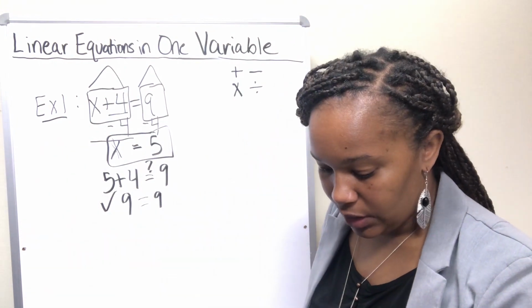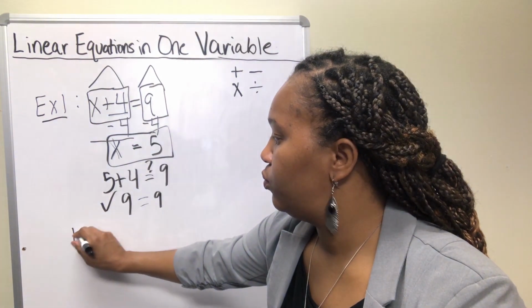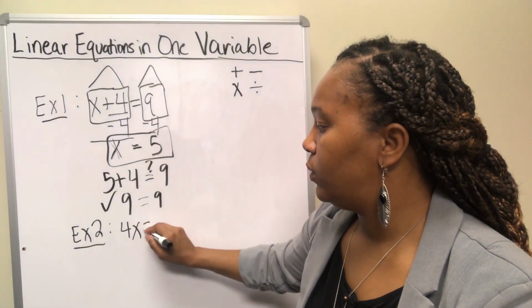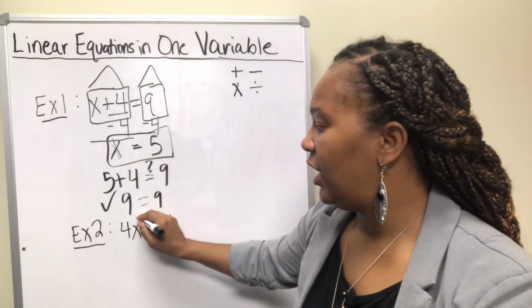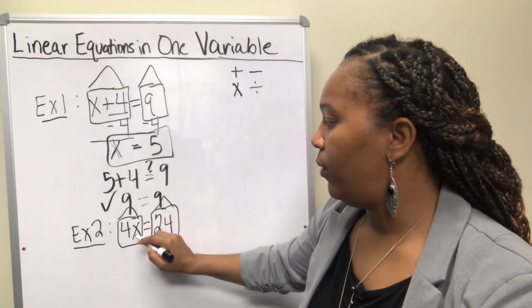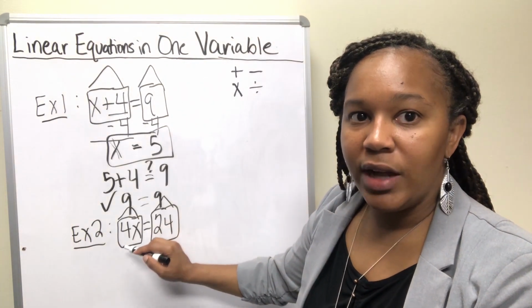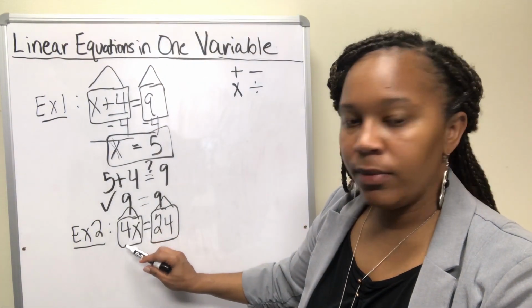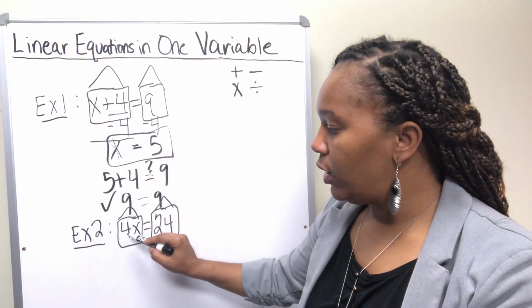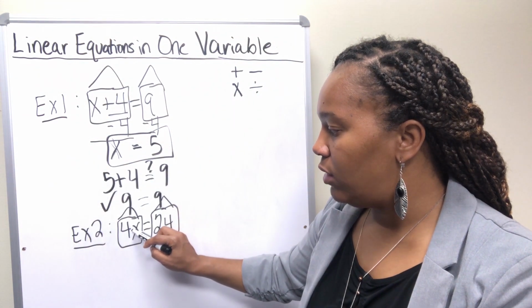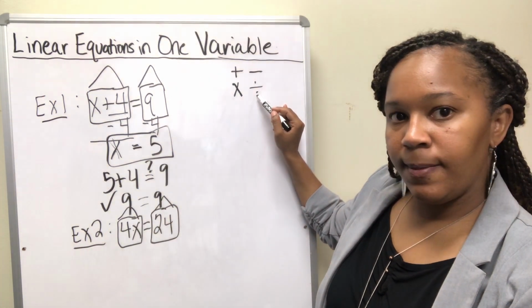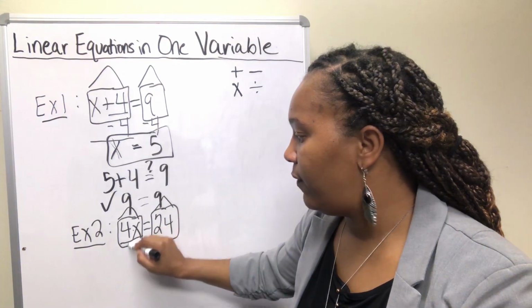Okay, let's do another example. Example 2. 4x equals 24. So again, think of each side as a house. I'm the variable x. I want to be home alone, so I need to get rid of the 4. This time the operation is 4 times x. So in order to get rid of the 4, I have to call the spouse of multiplication, which is division. So I am going to divide by 4.